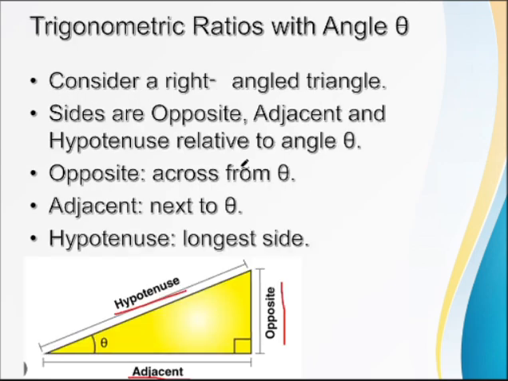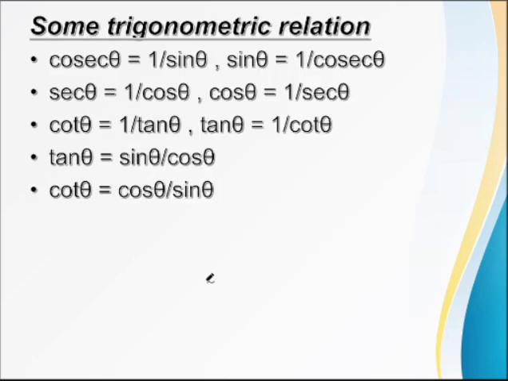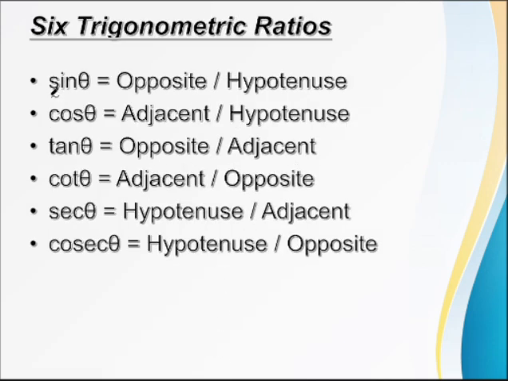First we have sin theta, which is opposite by hypotenuse, cos theta, which is adjacent by hypotenuse, tan theta, which is opposite by adjacent. If we can find sin theta, cos theta, tan theta, then there exist reciprocals of these ratios. The reciprocal of tan theta is cot theta, which is adjacent by opposite. Reciprocal of cos theta is sec theta, which is hypotenuse by adjacent, and reciprocal of sin theta is cosec theta, which is hypotenuse by opposite.